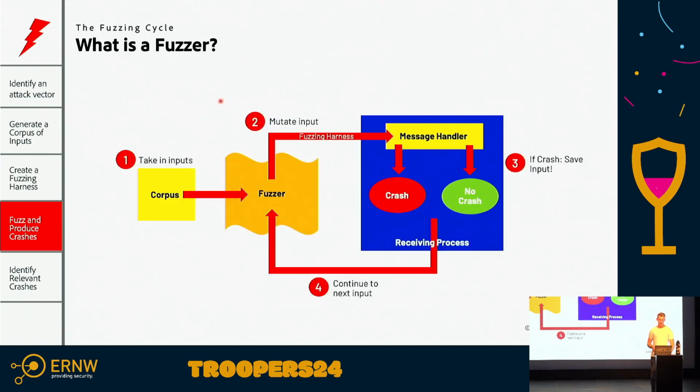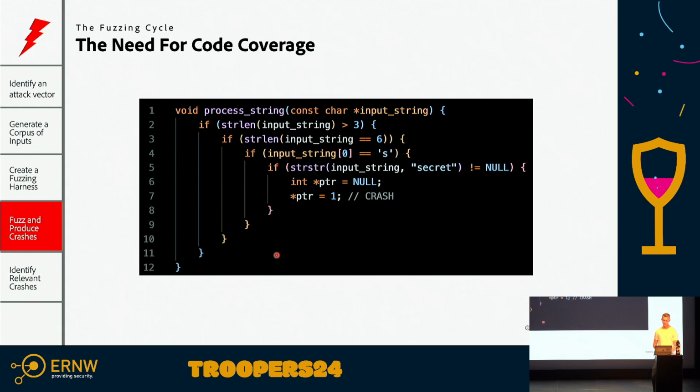So the idea here with a fuzzer, we have our corpus, which we've generated, of valid inputs. We're going to pass this to the fuzzer. The fuzzer is then going to mutate one of the corpus inputs, and it's going to use our fuzzing harness that we wrote to call the message handler. Now then, the fuzzer is going to say, did that input produce a crash? If it did, that's awesome. Let's save that input. That's a really good input. If it's not a crash, let's continue to the next one. So pretty simple state diagram here.